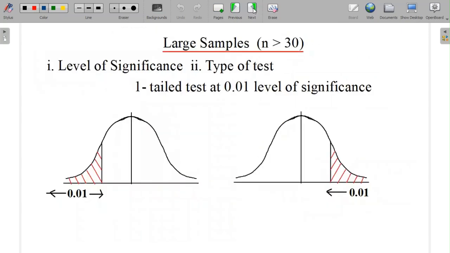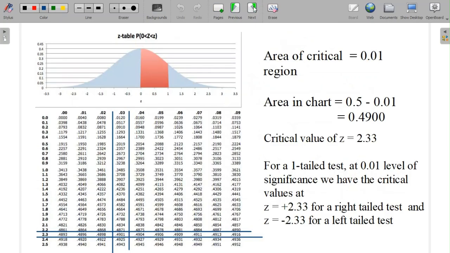What we'll do next is focus on a different level of significance, 0.01. So the left extreme critical region has an area of 0.01. The right extreme critical region will have an area of 0.01 again. So that's what we have.